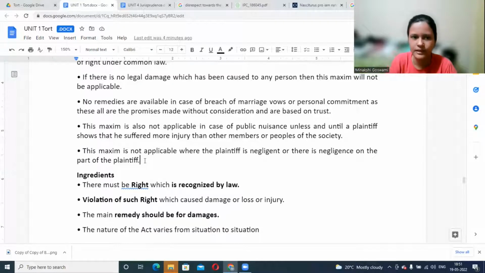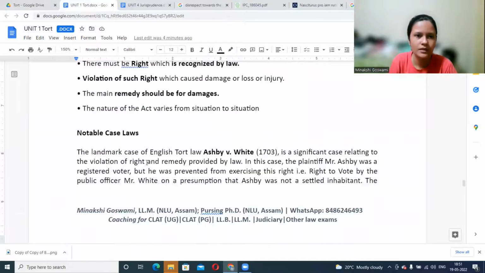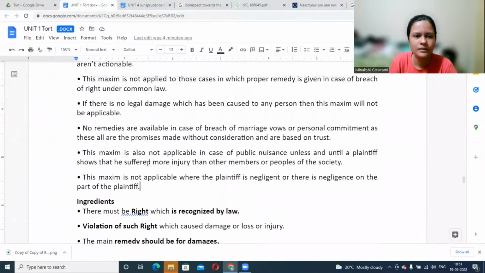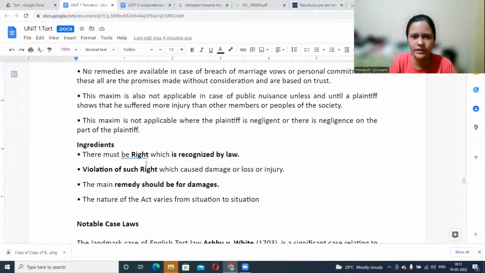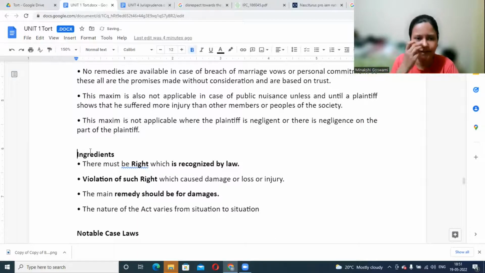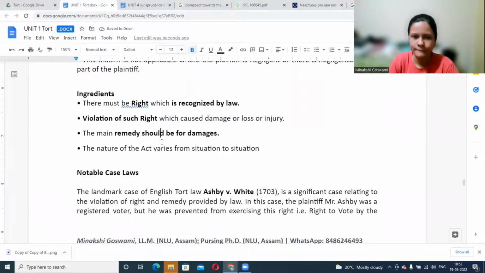So many aspects will come into the picture, as you said. Yes, all these different laws are related to one another. Another part of the law, yes, ma'am. So there are some ingredients that we have.